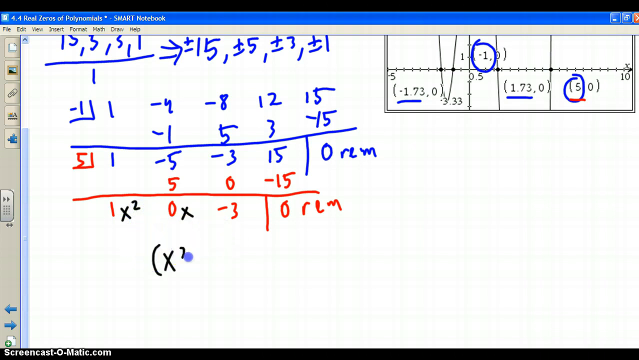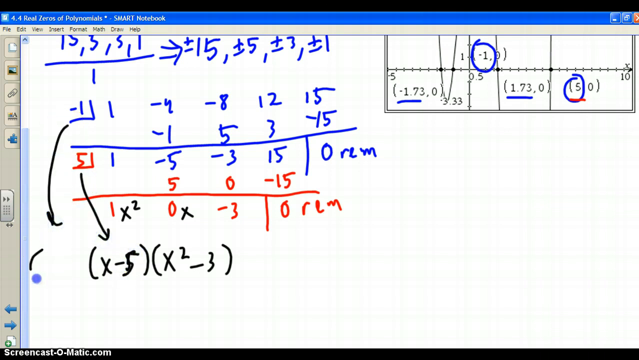I've got x squared minus 3. I've got a couple other factors if I wanted to write them. This is x minus 5. Oops, x minus 5. That comes from here. And, of course, we have x plus 1. And it comes from the -1 there. So those are my factors for the polynomial.